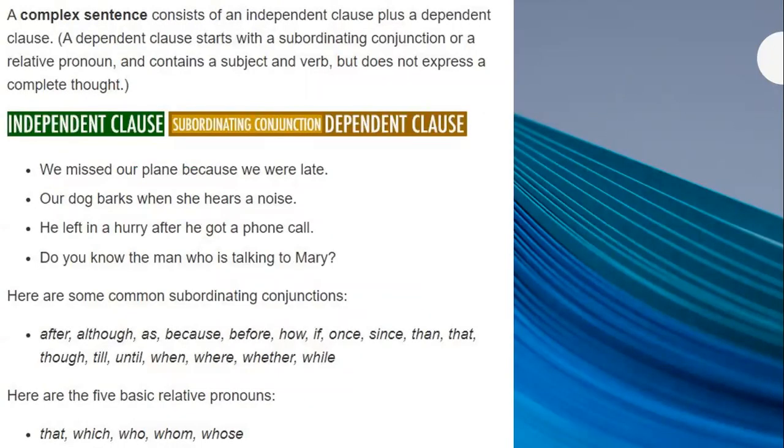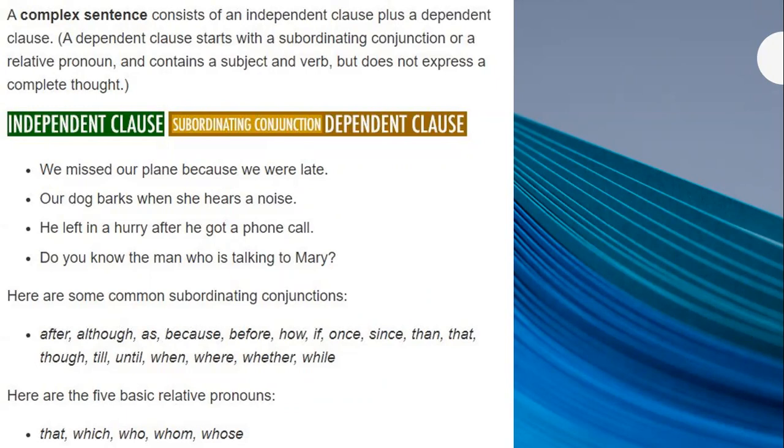All right, so then you have a complex sentence. Complex sentences consist of an independent clause plus a dependent clause. So examples: we missed our plane because we were late. Our dog barks when she hears a noise. He left in a hurry after he got a phone call. Do you know the man who's talking to Mary? Right?